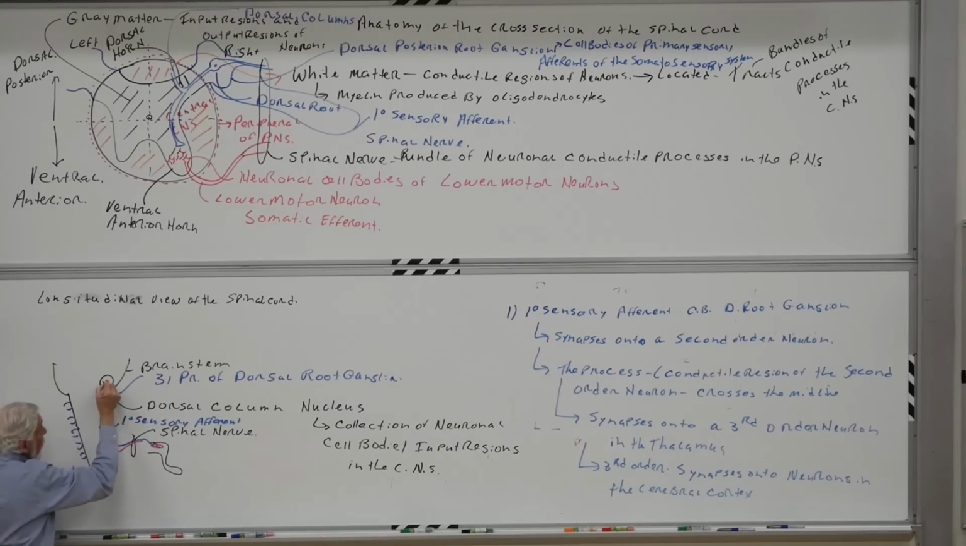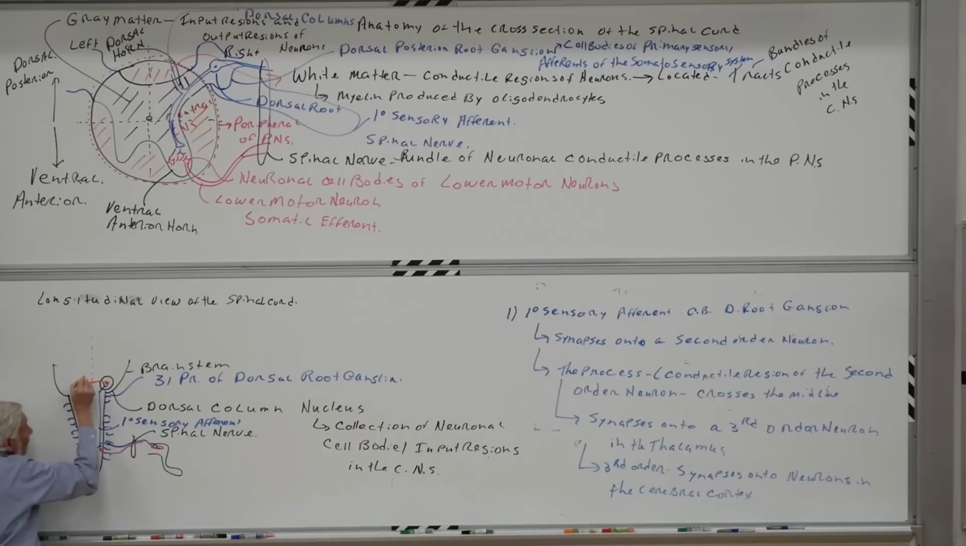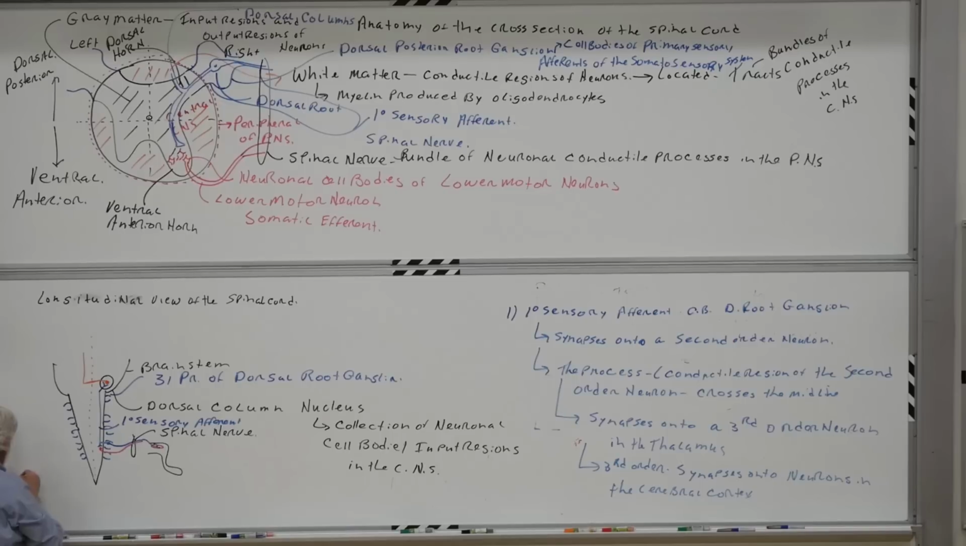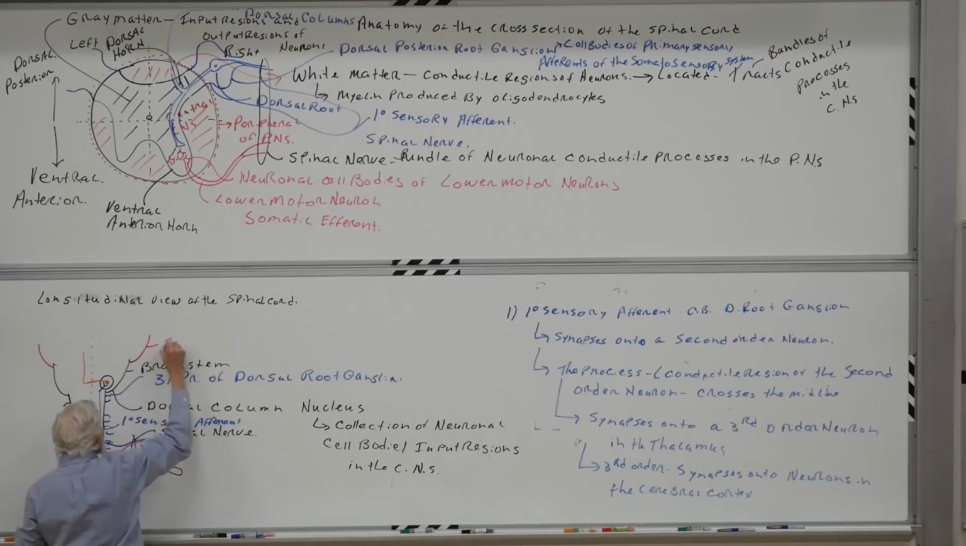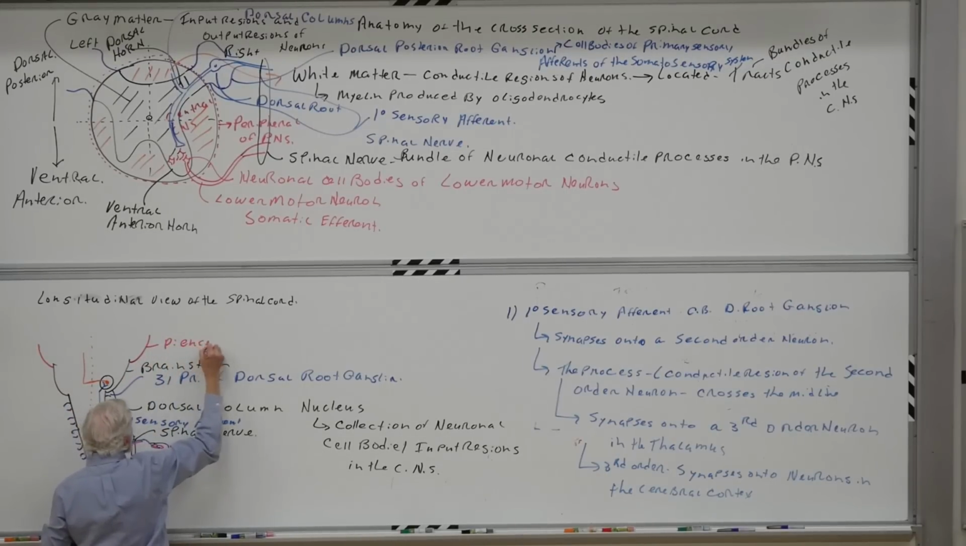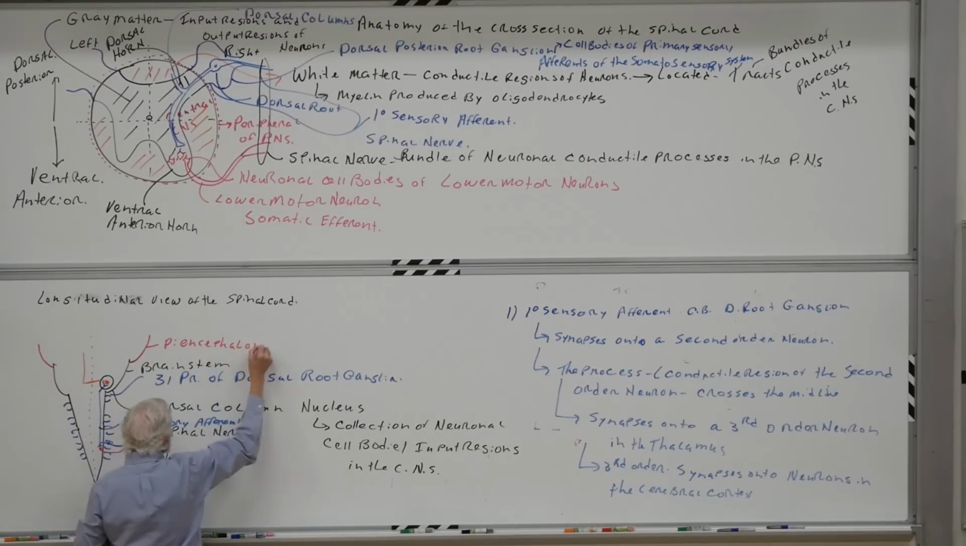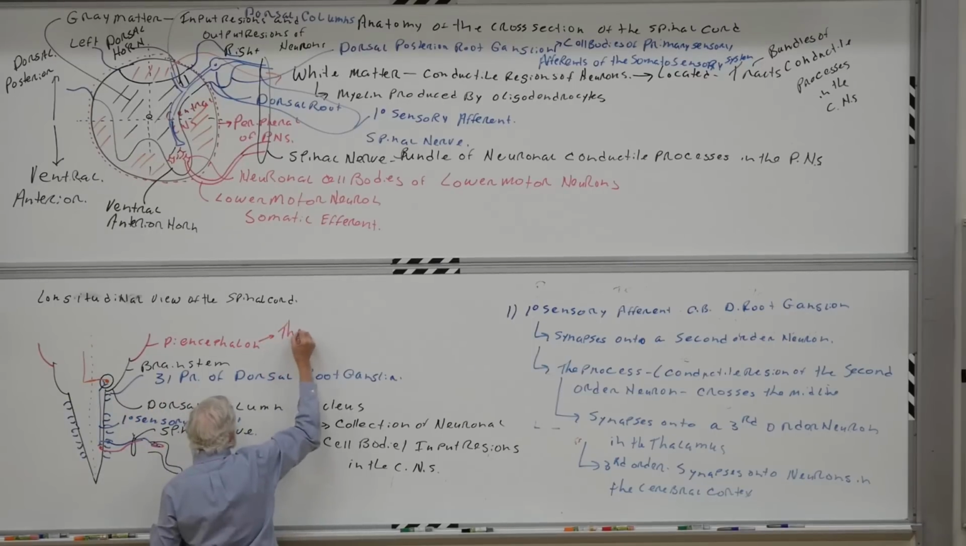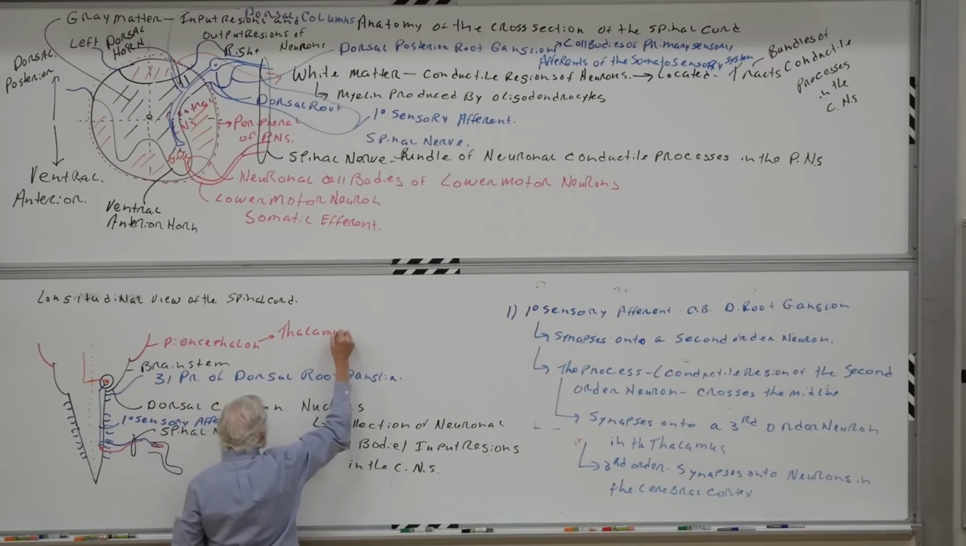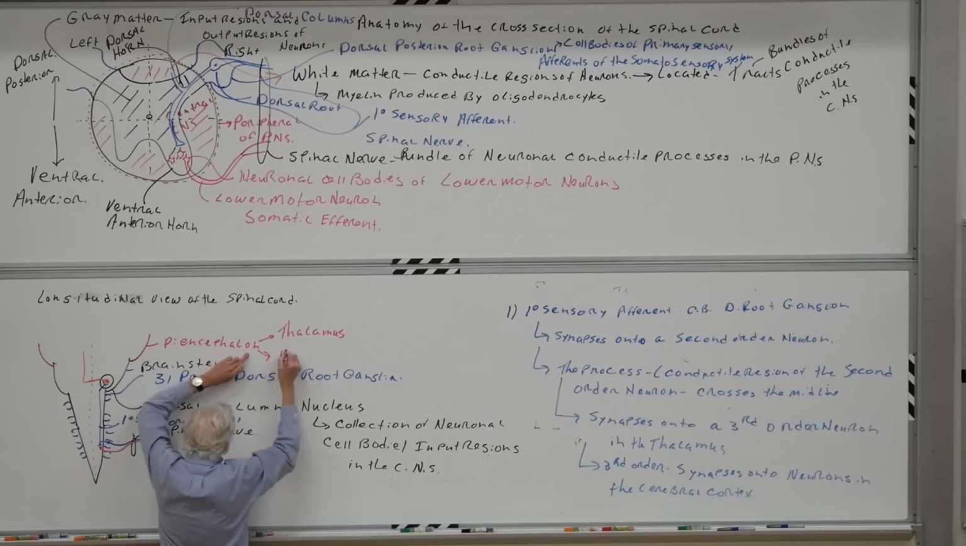This neuron then sends a process that crosses the midline in the brainstem and then continues to ascend until it reaches a section here in a portion of the diencephalon called the thalamus. The diencephalon, in fact, contains the thalamus and the hypothalamus.